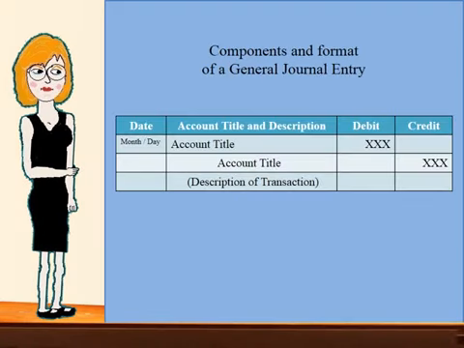Let's take a look at the basic components of a journal entry. You have the date column with the month and day. You have the account title and description, where you have at least one account debited and one account credited. Credits are indented. Then the third line is a short, concise description of the transaction. Debit means left, credit means right. You always start out with the debited account and then the credited account.